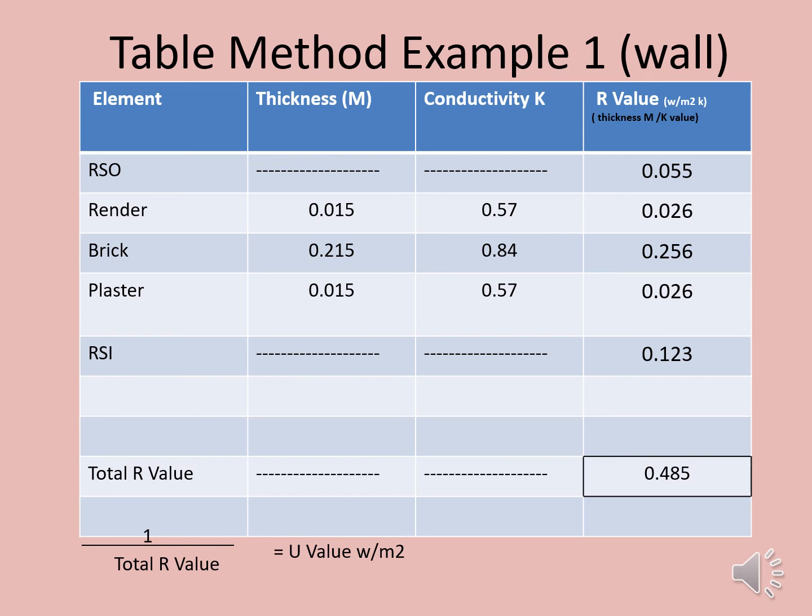Step 5. Work out the R value for each material on the table. Remember the formula. The thickness of the material divided by the K value of the material equals the R value of the material. Therefore, to work out the R value of the render, the formula is 0.015 meters divided by 0.57 equals 0.026. Continue to do this for all the materials. Step 6. Add up all the R values for the materials and the RSI and RSO values to give you a total R value answer at the bottom of the page.